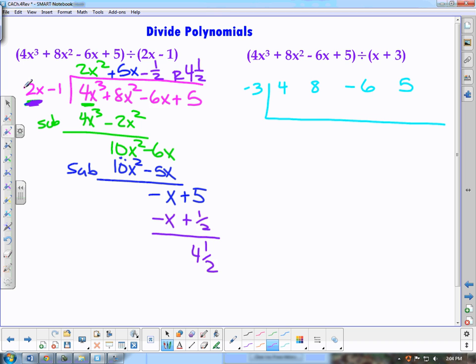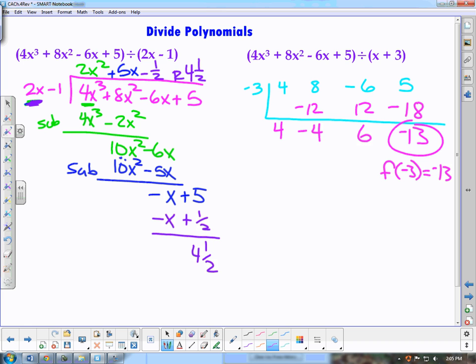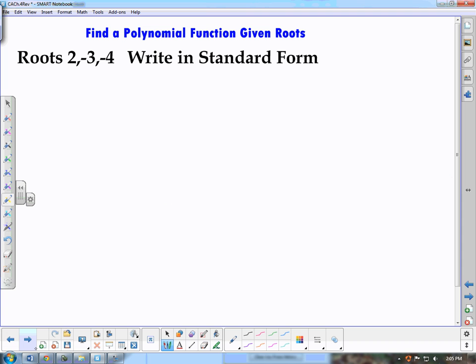And so now we add down, and that becomes 4, then a negative 12, negative 4, positive 12, 6, negative 18, negative 13. Remember, that value is what f of negative 3 is equal to. It is also the remainder. And so then your answer would become 4x squared minus 4x plus 6, remainder negative 13. And there's your two division problems that you'll get similar to those.